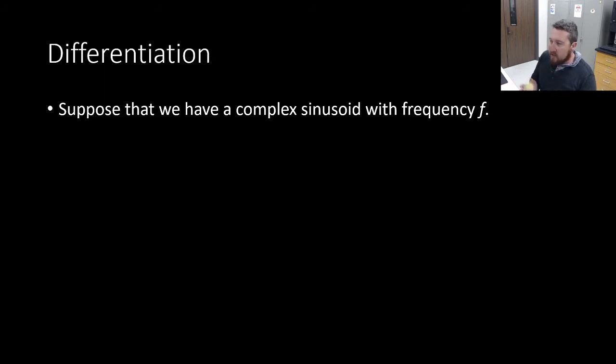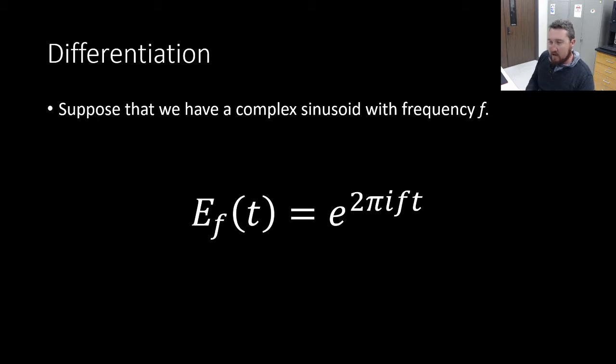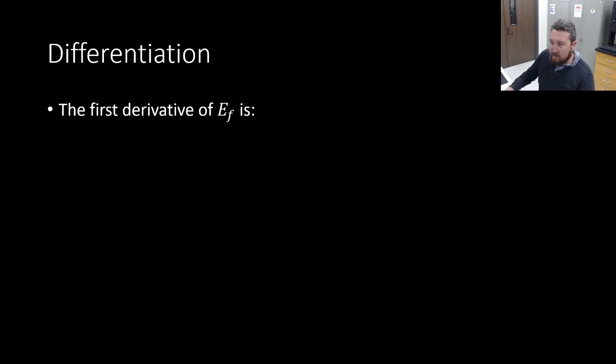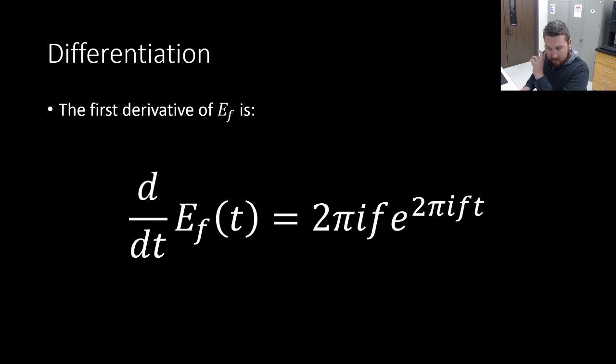Suppose that we have a complex sinusoid with frequency f. So we'll say our signal e_f of t is equal to e to the 2 pi i f t. So that's our complex sinusoid. Now the first derivative of e_f is going to be this, right? The derivative d/dt of e_f of t is equal to 2 pi i f times e to the 2 pi i f t, right? Think back to your Cal 1 class.